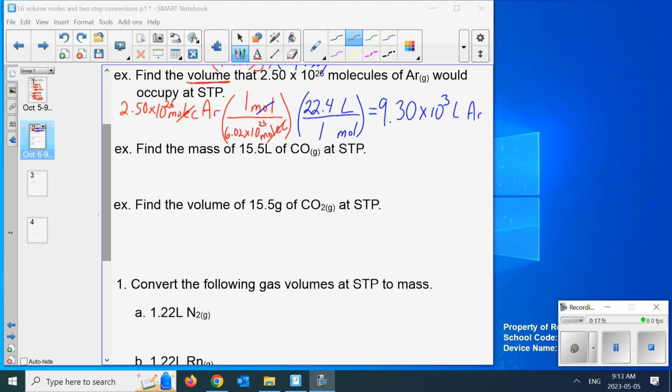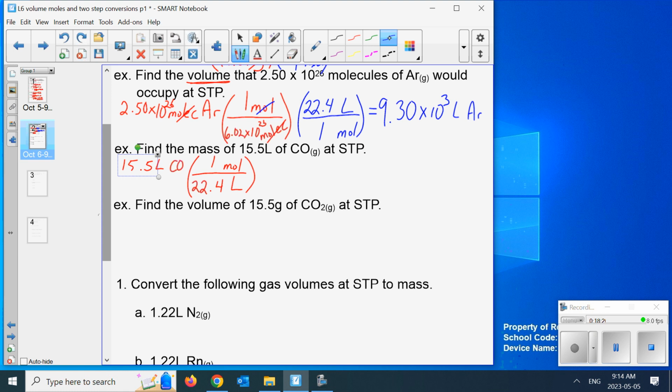Okay. Find the mass. Okay, we start with the single item that's not a fraction. 15.5 liters of carbon monoxide. I want to get rid of liters, so I put it on the bottom. I always want my first bracket to give me moles. So 1 mole, 22.4 liters because it's a gas. I want mass. Mass is grams.